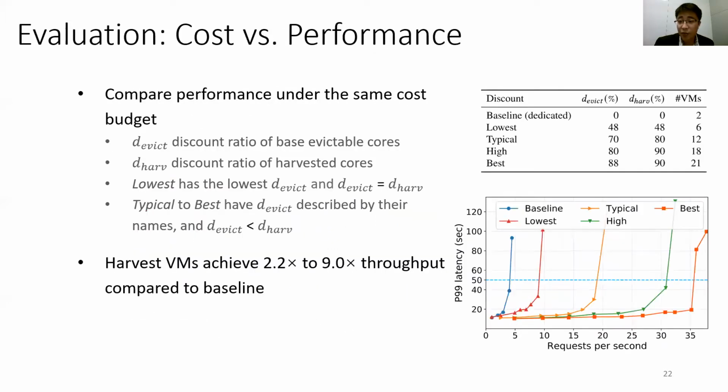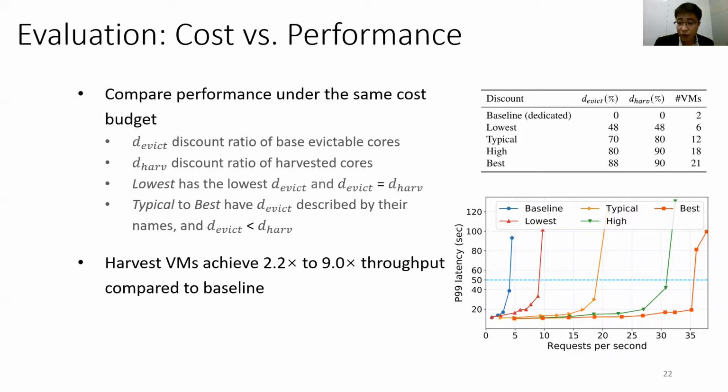We also evaluate the performance benefit of Harvest VMs by comparing the performance of the serverless platform on Harvest VMs versus on regular VMs under the same cost budget. We tested multiple price configurations as shown by the table on the right, in which D-evict refers to the discount ratio of base evictable cores, and D-harvest refers to the discount ratio of harvested cores. The baseline configuration is just the regular VM.